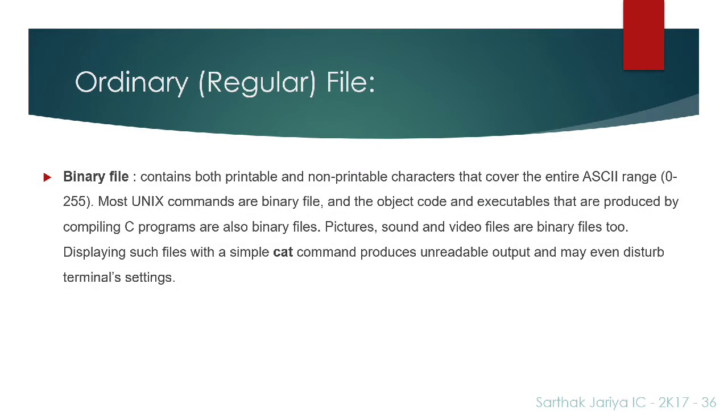Binary file. A binary file contains both printable and non-printable characters that cover the entire ASCII range from 0 to 255. Most Unix commands are binary files, and the object code and executables that are produced by compiling C programs are also binary files. Pictures, sound, and video files are binary files too. Displaying such files with a simple cat command produces unreadable output and may even disturb terminal settings.